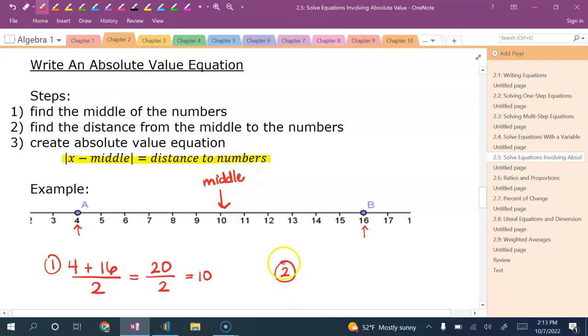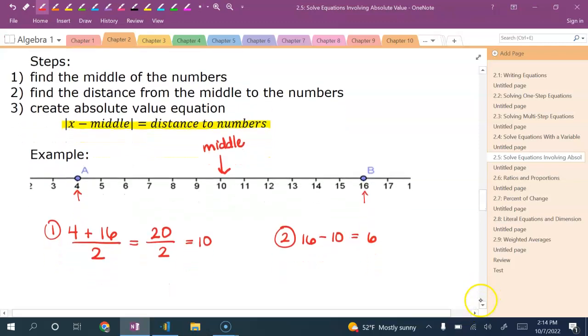Step 2 is to find the distance your middle is from your two solutions. Probably the easiest way to do that would be to take the biggest solution, so the one over here on the right, 16, and subtract the middle, which is 10, to get your distance of 6. Then you're going to write out your absolute value equation. So you'll have absolute value of x minus your middle number, which is the number you found in step 1, so x minus 10, equals 6.